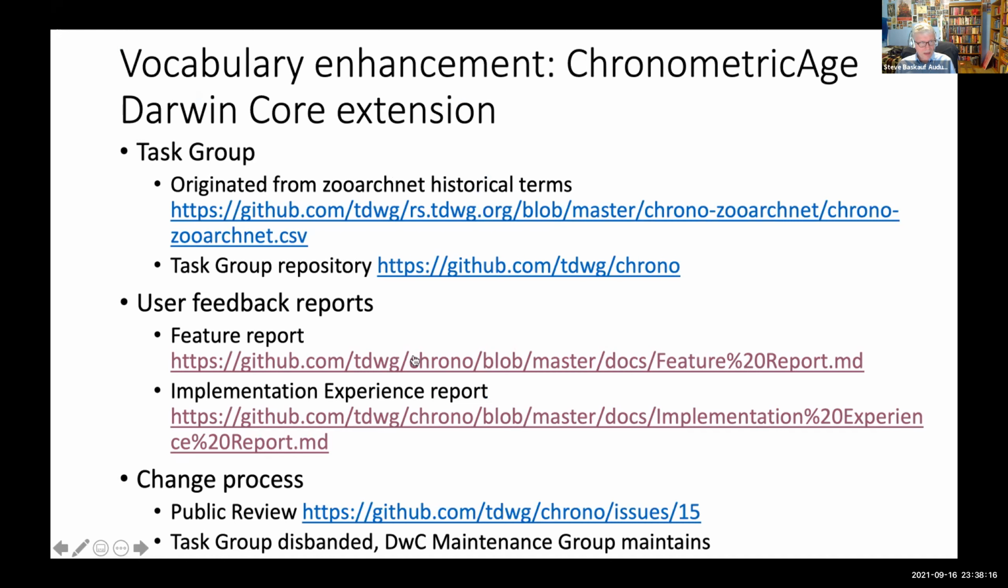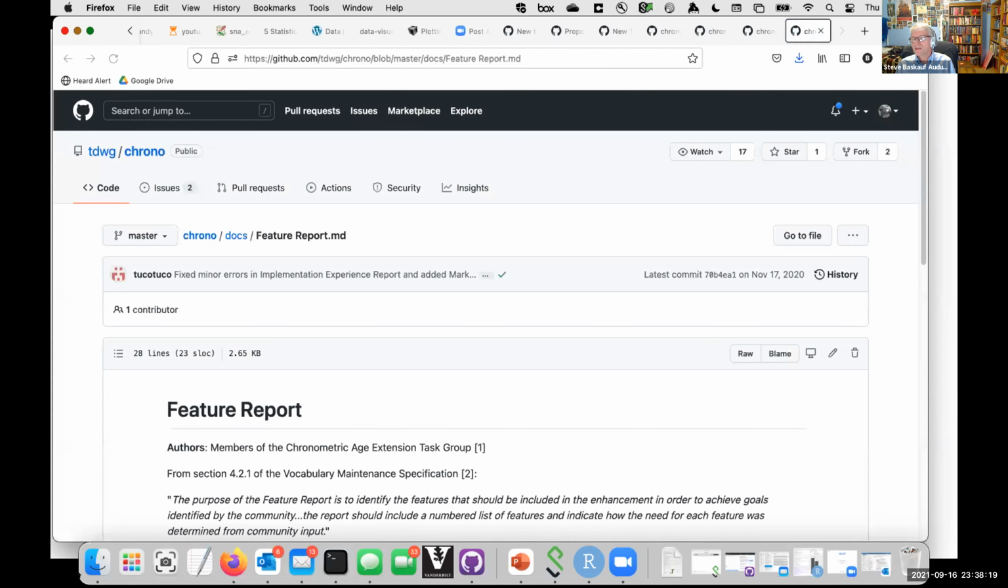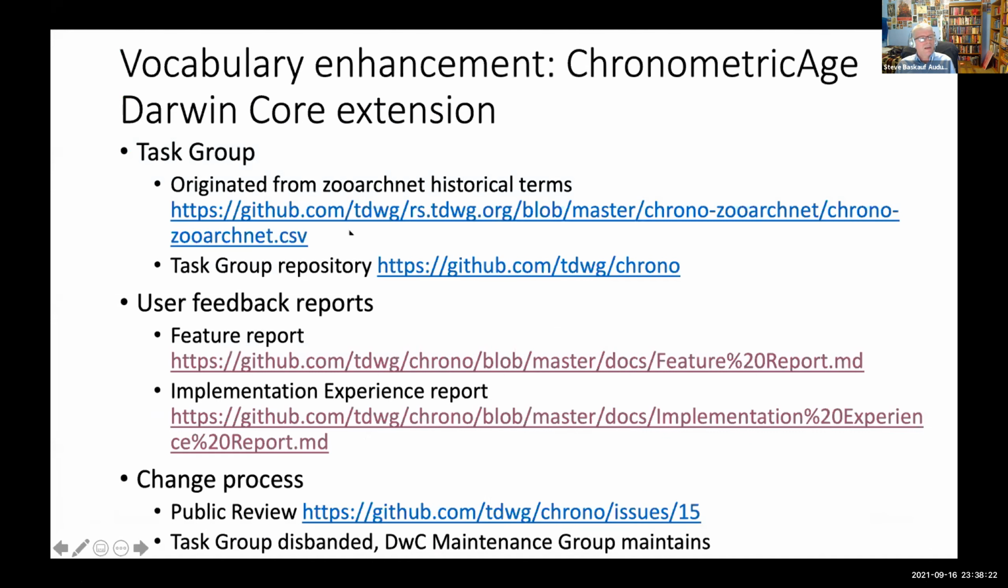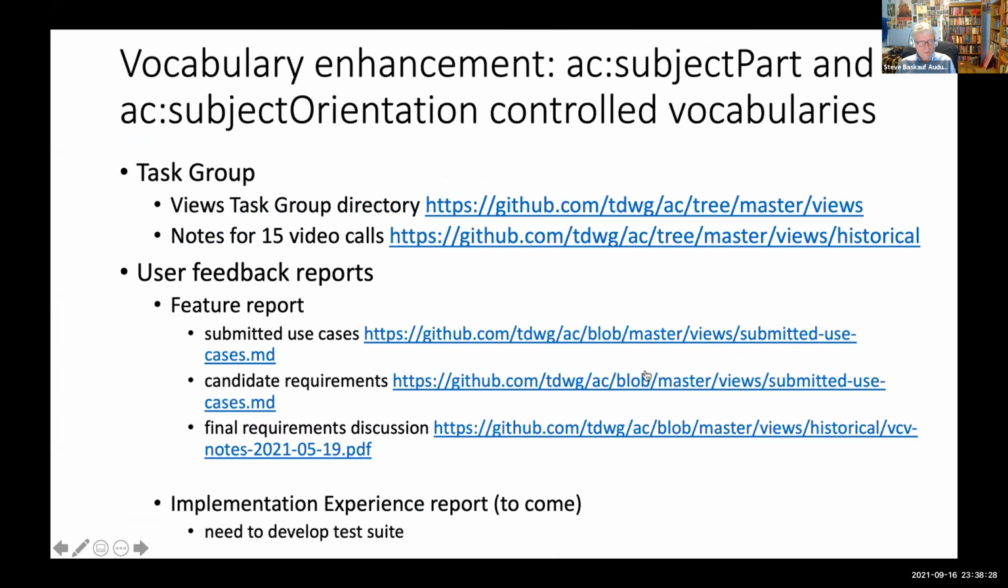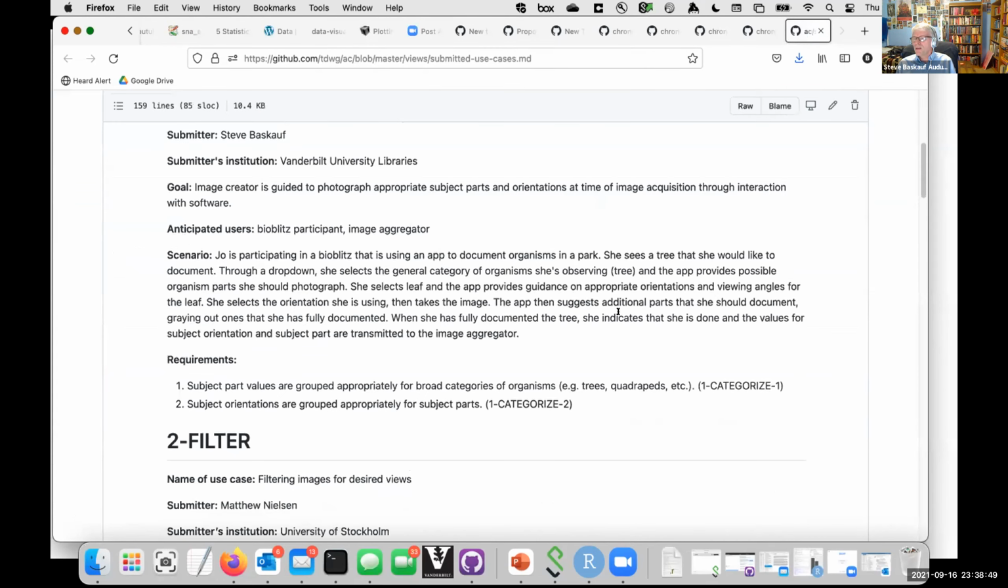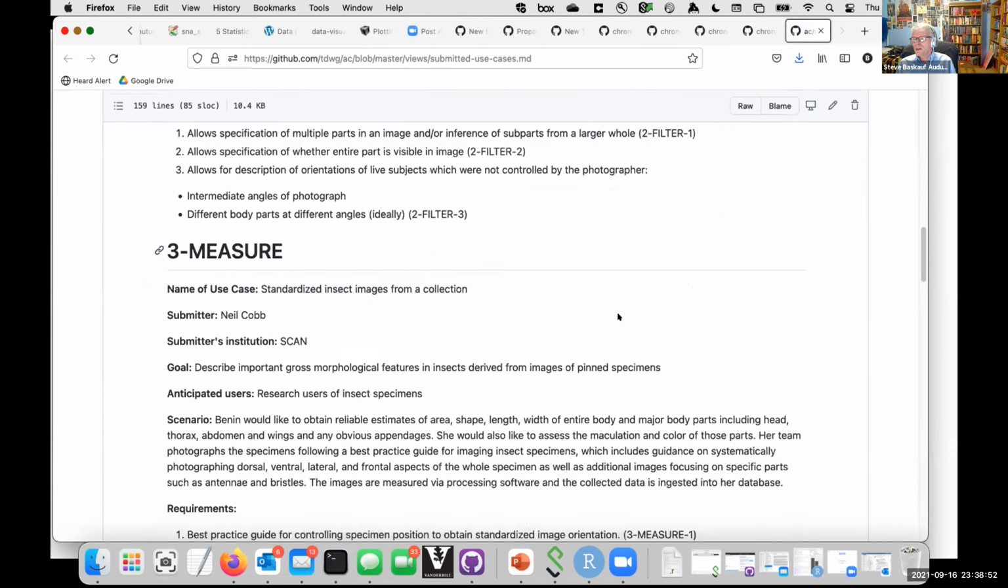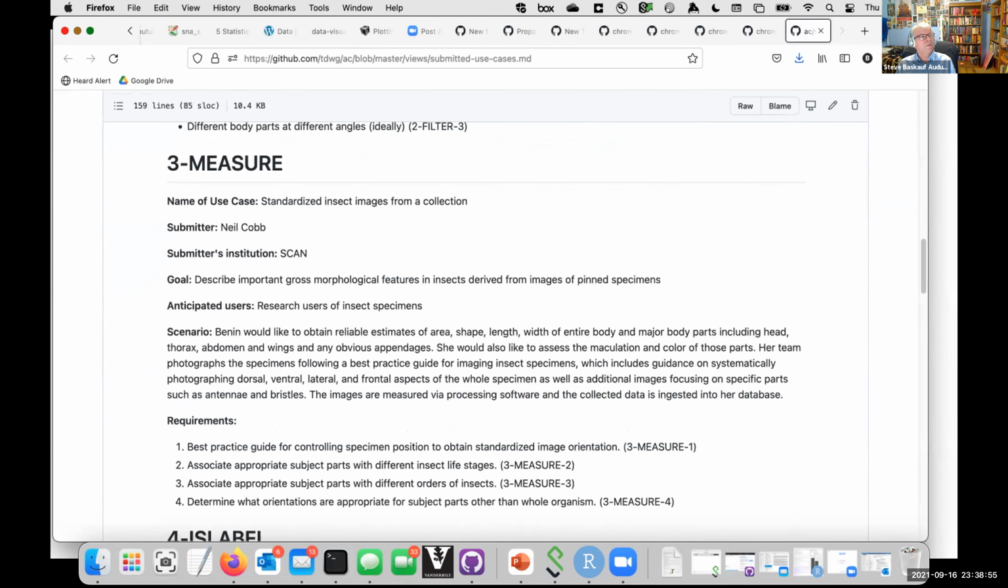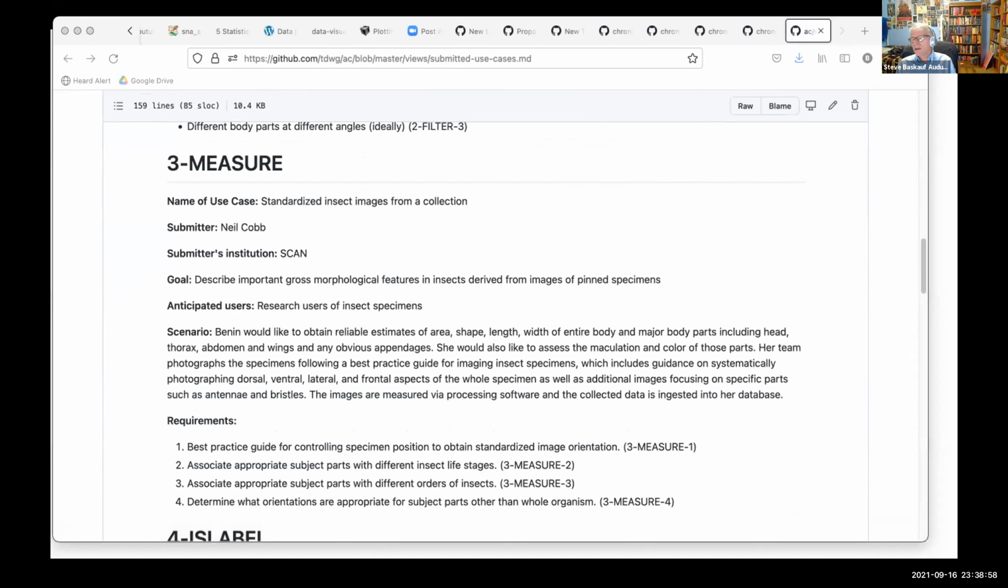The other example that we have is not completed. Sorry, I didn't mean to click that. It is one of the task groups of Audubon Core, which is to develop some controlled vocabularies. So this is a task group that's met. We've had 15 video calls. In this case, we started off by asking the community to submit use cases. And so we have actually a use case repository. This is a categorized listing of all the use cases that people submitted. And what we did was use that to create candidate requirements.